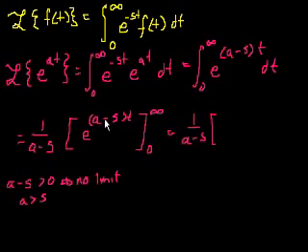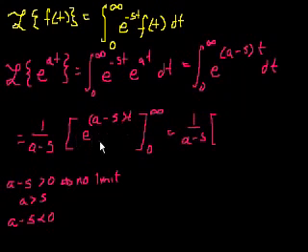Now, what happens if a minus s is less than 0? So if a minus s is less than 0, well then this is going to be some negative number here, right? And then if we take e to an infinitely negative number, well then that does approach something. That approaches 0, and we saw that in the previous video. And I hope you understand what I'm saying, right? E to an infinitely negative number is 0, or it approaches 0, while e to an infinitely positive number is just infinity, so it doesn't really converge on anything.